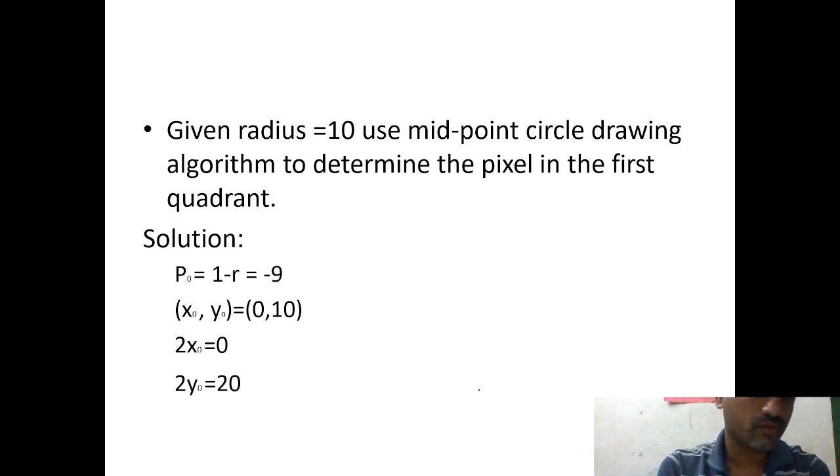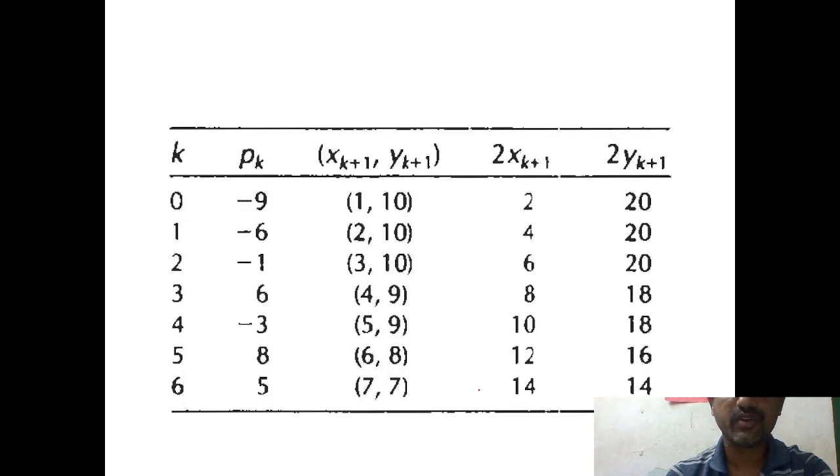So p naught equal to 1 minus r, that equals minus 9. x naught comma y naught equal to 0 comma 10. 2 x naught equal to 0, 2 y naught equal to 20. Now calculate the values: k, pk, xk plus 1, yk plus 1, 2xk plus 1, 2yk plus 1.